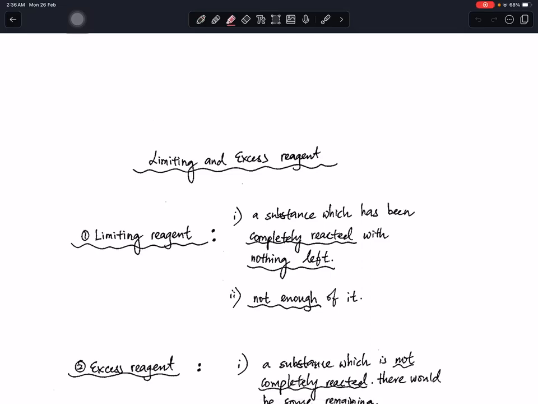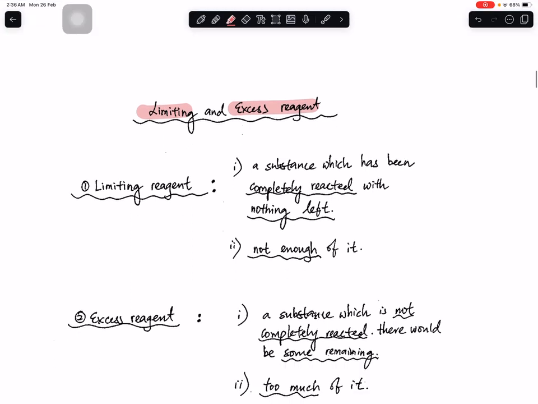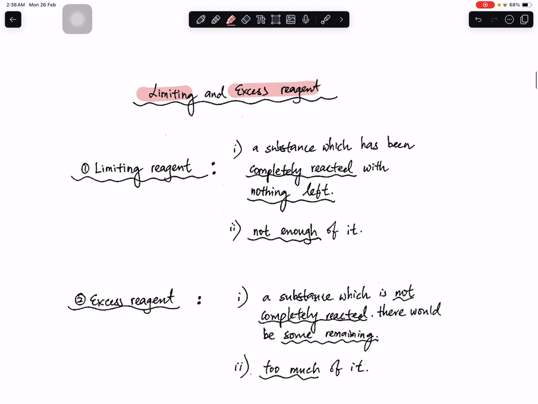Okay, hi everyone. So we're going to continue today on limiting and excess reagent. This is actually a continuation from your mole chapter, from the first one. So if you take a look here, what is a limiting and what is an excess reagent?